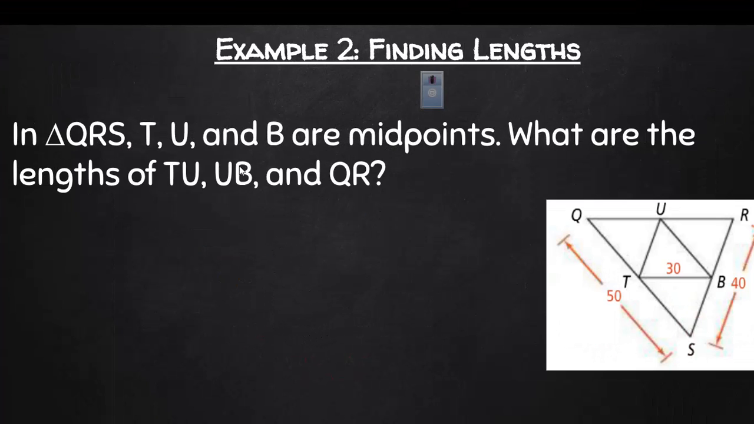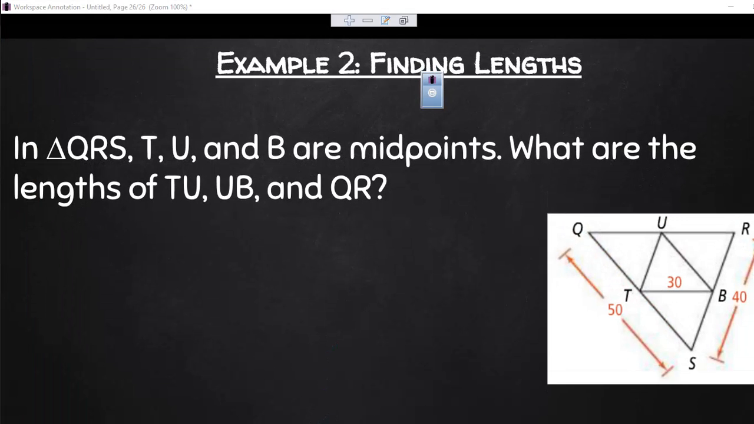So now let's look at this. It says triangle QRS. TU and B are midpoints. What are the lengths of TU, UB, and QR? Okay, so let's start by looking to see what we have. As we write these down, we're going to write these out in kind of algebraic form. We're given the lengths of either the third side or the mid-segment in these triangles. So it tells us they're midpoints.